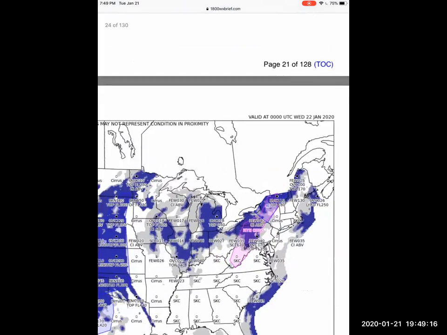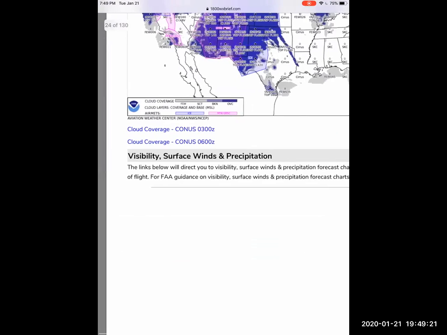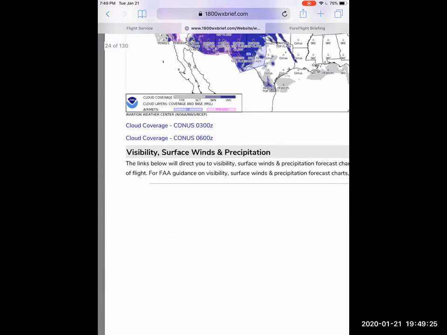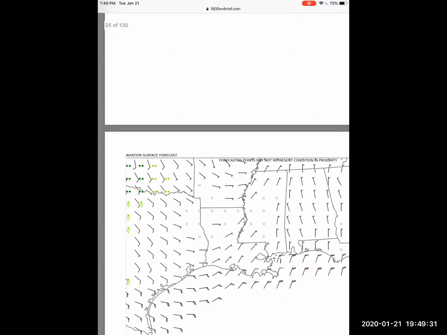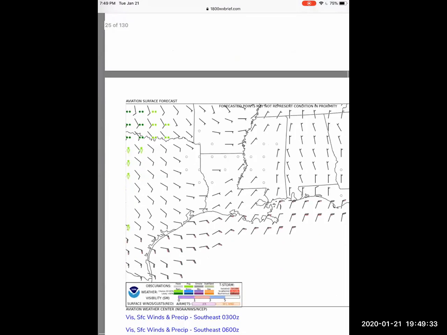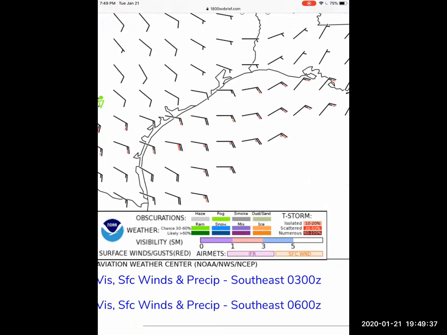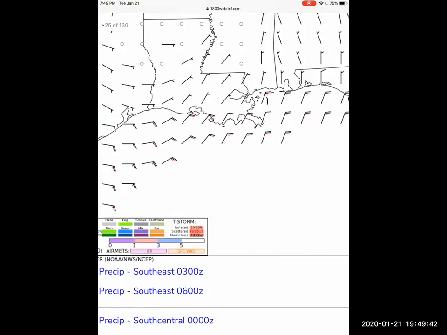And it doesn't look like they did. So they jumped back to the 0 Zulu there. So we'll see if we can't find that here in a little bit. In the meantime, the associated weather product is also the visibility, surface winds, and precipitation forecast graphical depiction. So what this is going to show you basically is the conditions at the surface. Now there's quite a bit going on, but the good news is we can see that there is a legend down in the bottom left-hand corner.